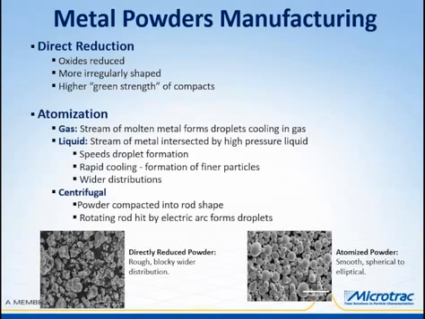More rapid cooling allows formation of finer particles than gas atomization, which has a lower limit of about 10 microns. They have generally wider distributions than gas atomized powder as well. In centrifugal atomization, the powder is compacted into a rod shape and into a rapidly rotating spindle hit by an electric arc, which liquefies and forms droplets which cool and are collected in a surrounding chamber.